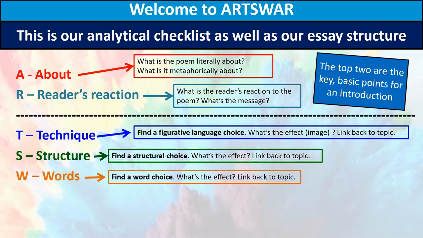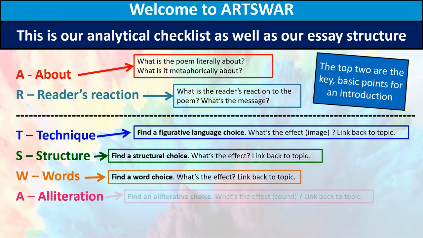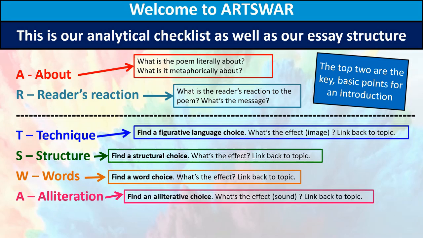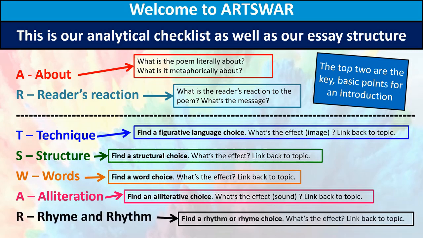W is for words, so find a word, what's the connotations, what's the effect, and link it back. A is for alliteration, so find some alliteration, watch the sound and link it back. And then rhyme and rhythm, so find a rhythm or rhyme choice, what's the effect, and link it back. If I stick to ARTSWAR, I cannot possibly go wrong in this question, and I create a very sound, very concise, very specific and very effective response to an unseen poem.